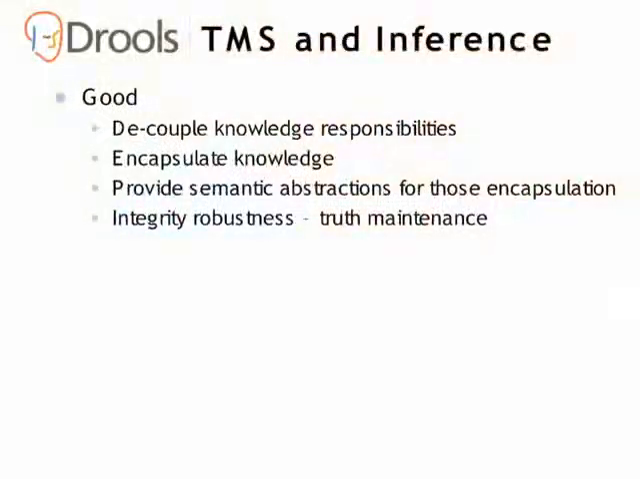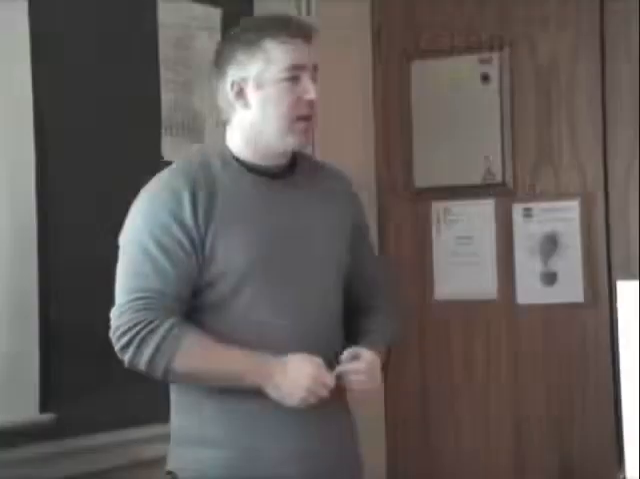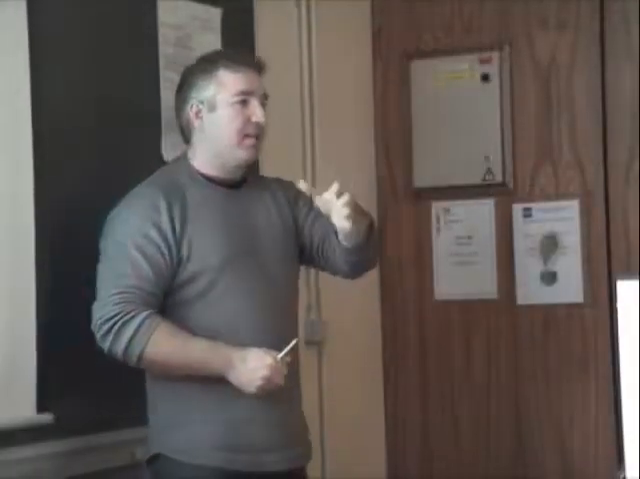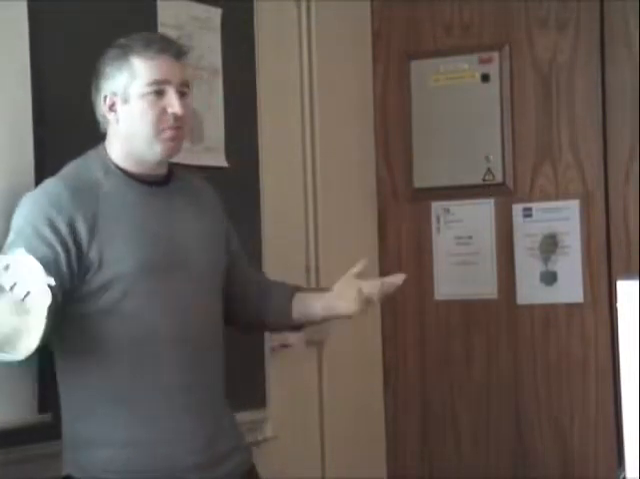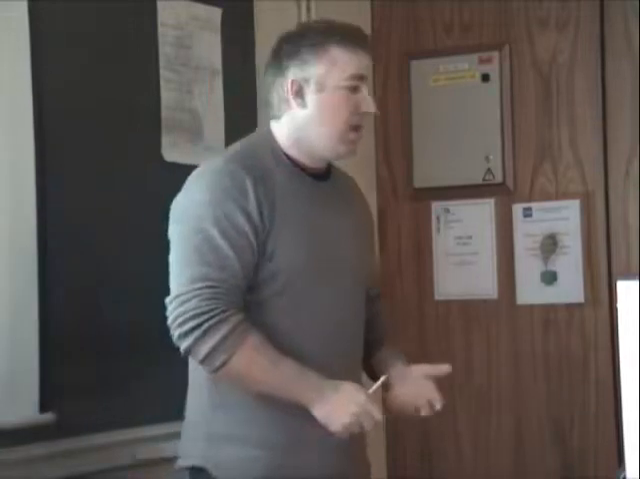So truth maintenance inference gives you decoupling of knowledge responsibilities. It encapsulates your knowledge. It provides semantic abstractions for those encapsulations, because if a person is greater than 16 or less than 16, what does that mean? I don't know what that means. It means different things to different people.